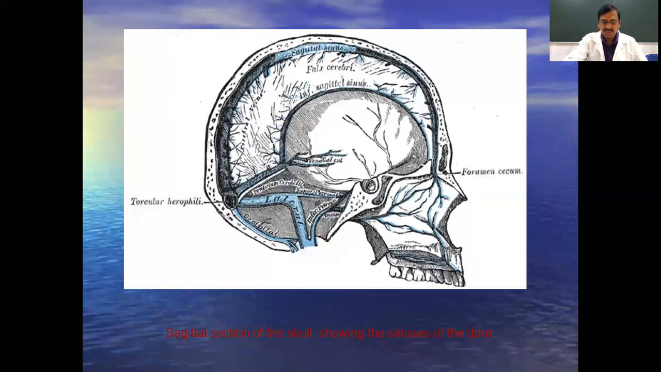Here you can observe this fold of dura mater, that is the falx cerebri. This is the anterior end, and this is the posterior end. And here this is the superior border. Along this superior border is the superior sagittal sinus. And this is the inferior border. Along the inferior border is the inferior sagittal sinus.